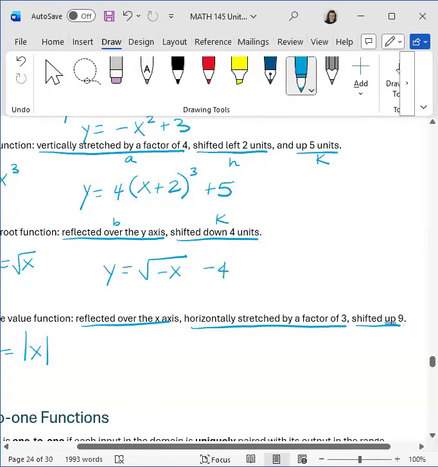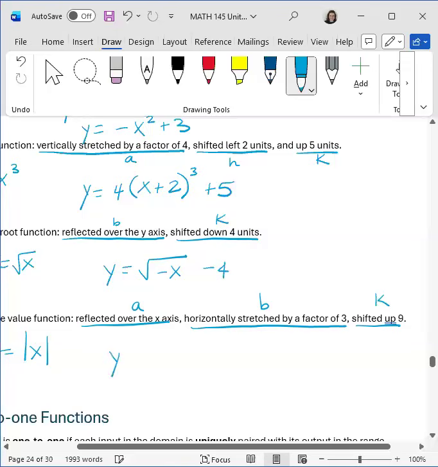9 units. Okay, so reflection over the x-axis, that is going to affect the y value. So that is going to be A. Horizontally stretched by a factor of 3, that's going to be B. And then shifted up 9 units, that's going to be K.